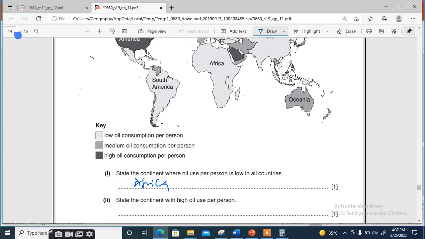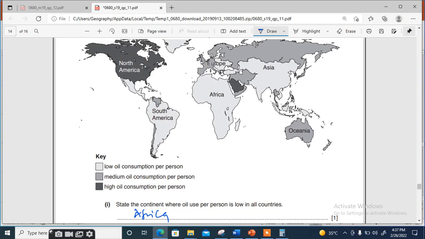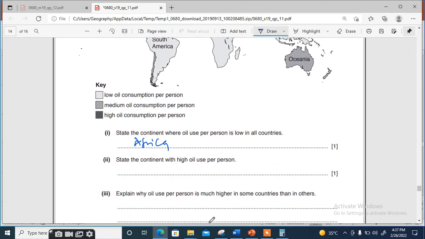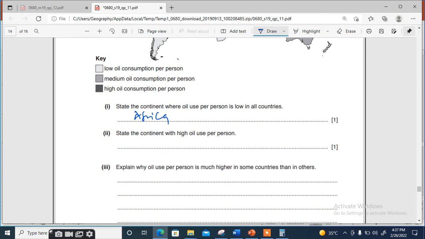State the continent with high oil use per person. High oil use per person here is, let's say, North America. You can say it using your key. So these are 3-mark questions that you don't need to stress yourself with. Just answer them.